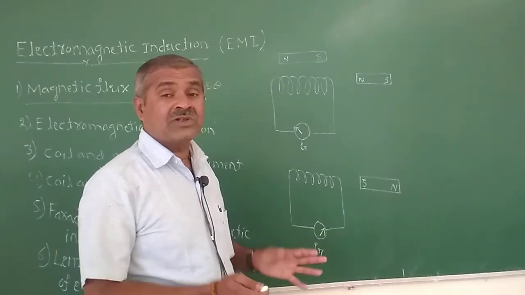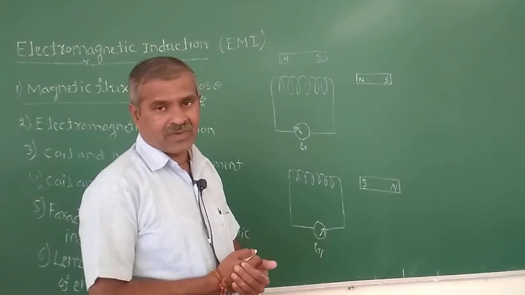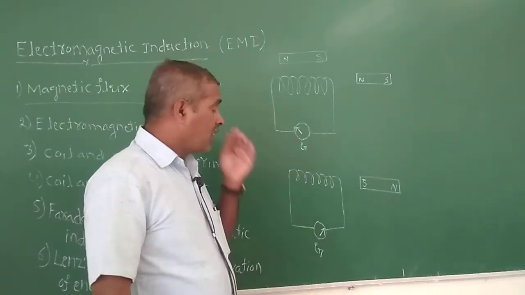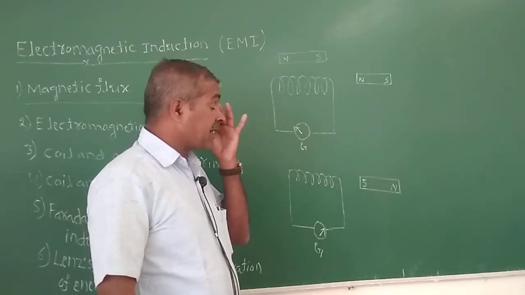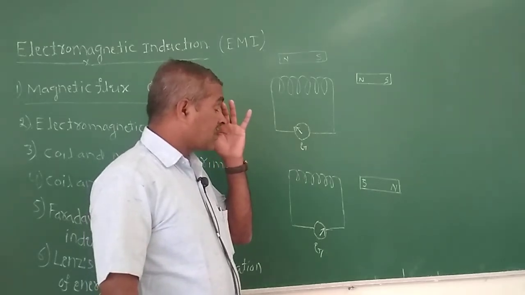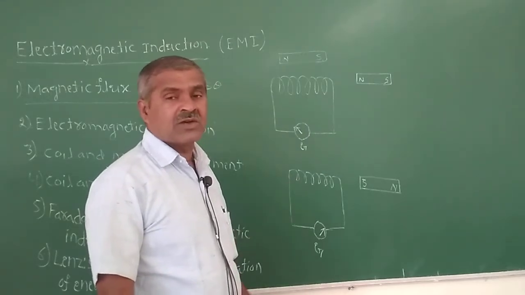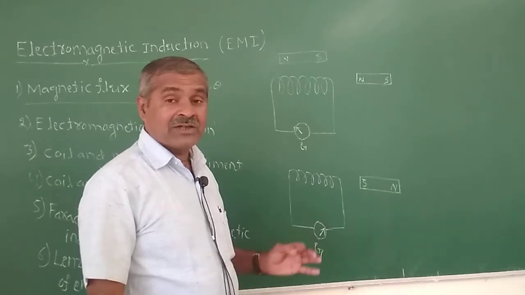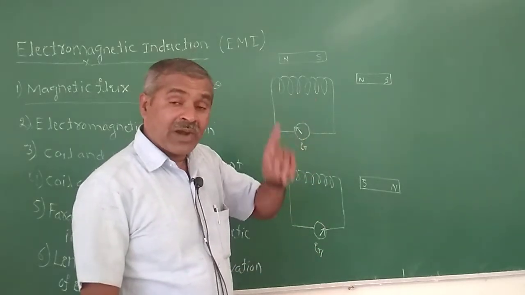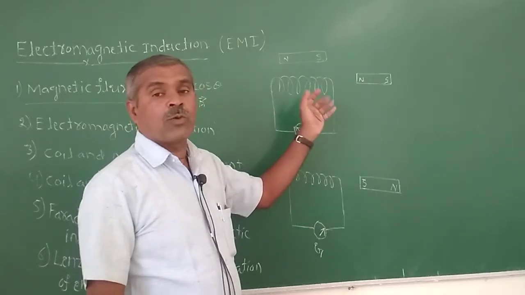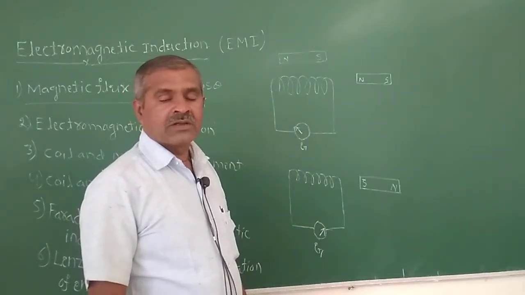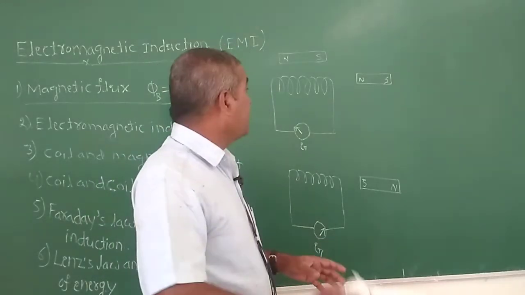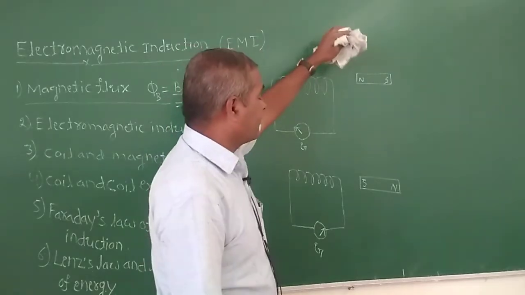Why? Because there is no change in the magnetic flux. Therefore, the galvanometer does not show deflection, and no EMF is induced in that coil. Because the statement is what? A change in the magnetic flux linked with this coil is needed; only then is an EMF induced in that coil.